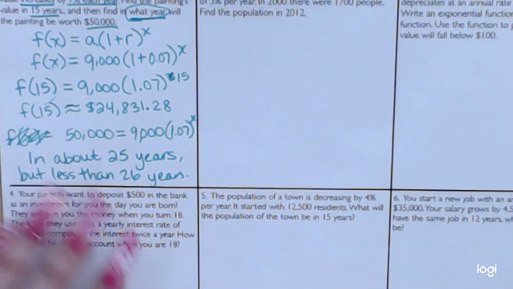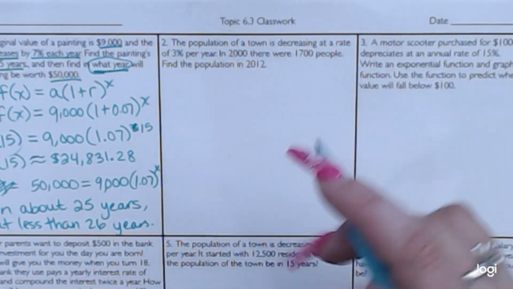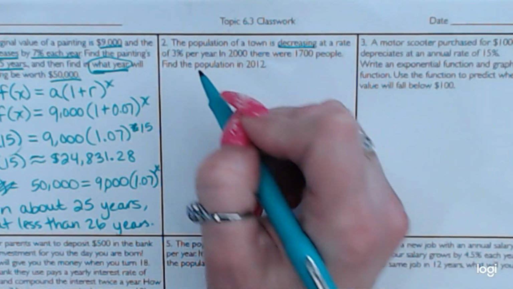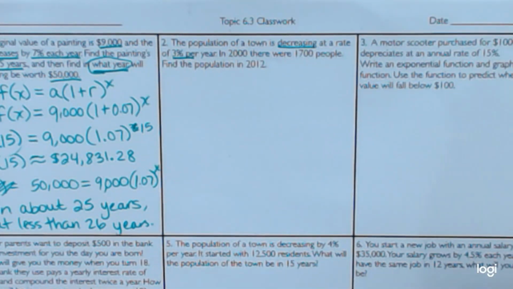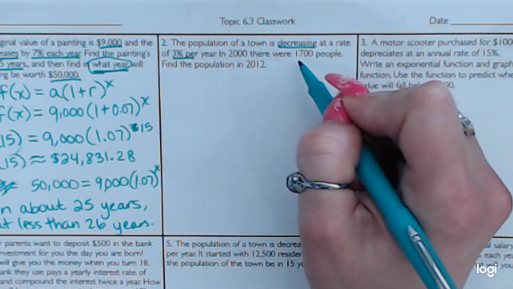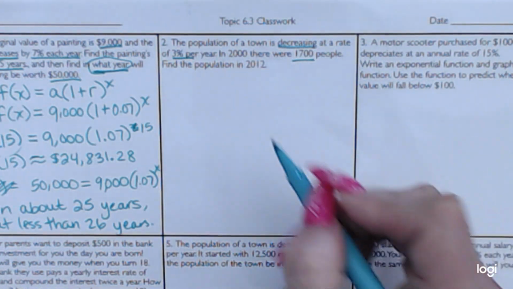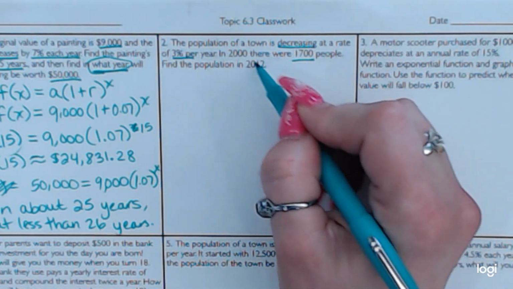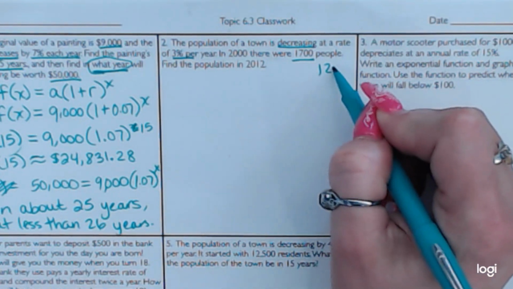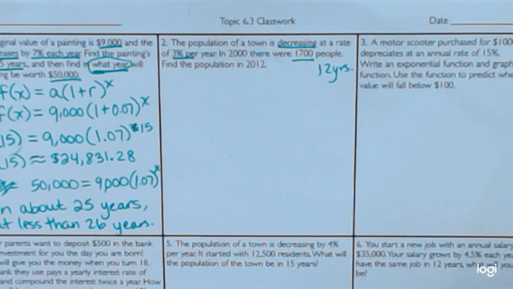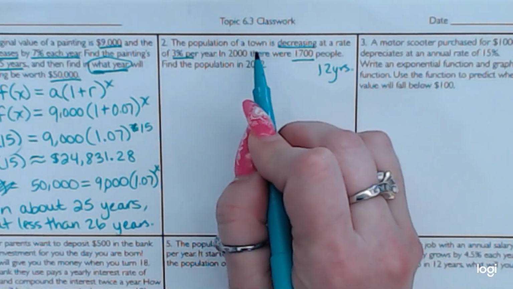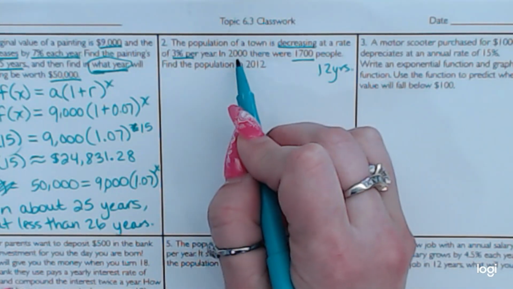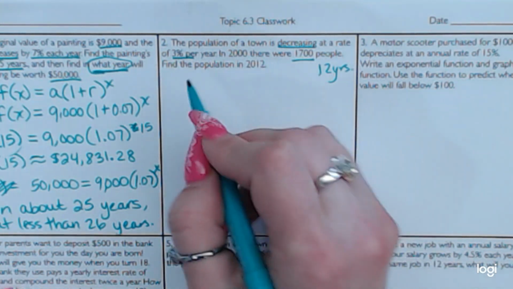Let's do exponential decay. I know that because it's decreasing. The rate is 3% per year. In 2000, there were 1,700 people. Find the population in 2012. So automatically I'm thinking this is 12 years time, right? So the population of a town is decreasing. What's the starting point? Well, the starting point in 2000, we're going to go with that, is 1,700.